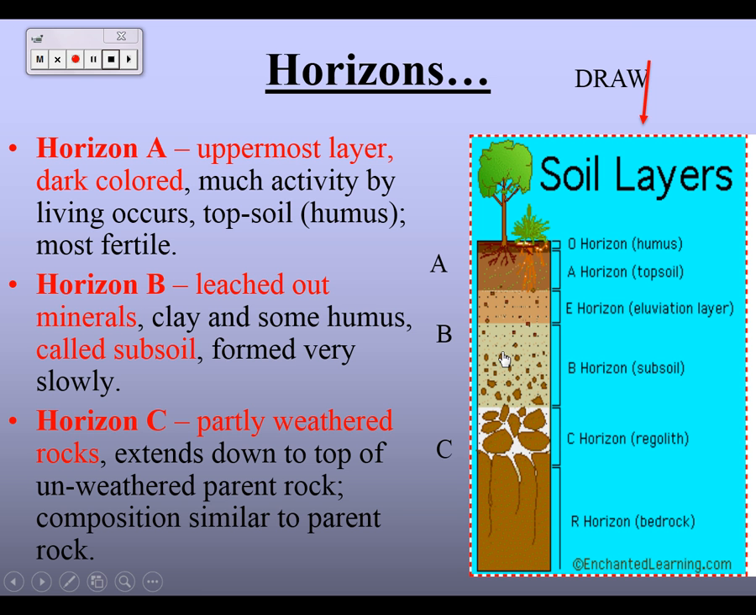Soil horizon B, which is right here in the drawing, has leached out minerals. As water has gone through up here, minerals have leached down to soil horizon B. It's called subsoil. It has clay, it has a little bit of humus, and it forms really slowly. Soil horizon C is right here, these big chunks of rock. This is called partly weathered rock. And this extends down at the very bottom, the unweathered parent rock. Sometimes that's known as bedrock.